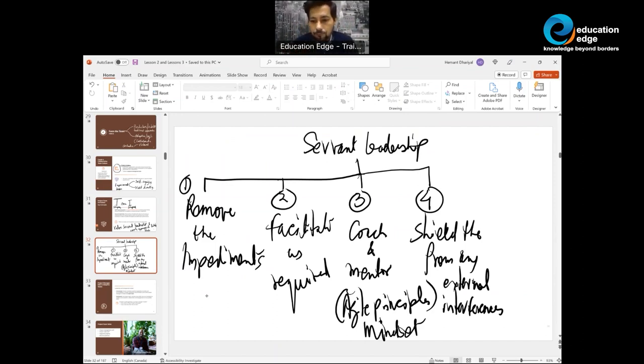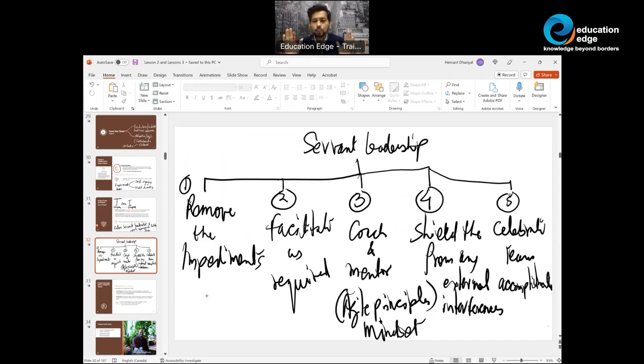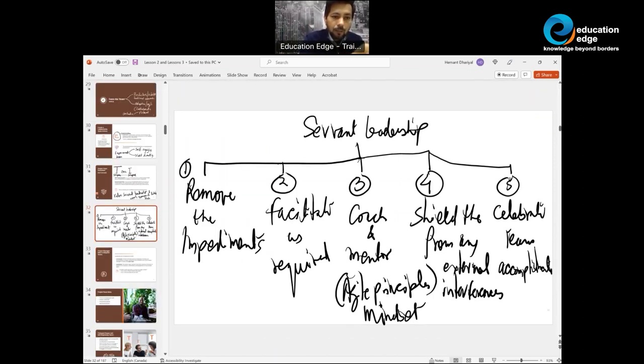Number five, celebrate the team's accomplishments, small or big. They could be small, they could be big, but they should be celebrated. So these are some of the roles of a servant leader. You will find questions around all these roles in your exam.